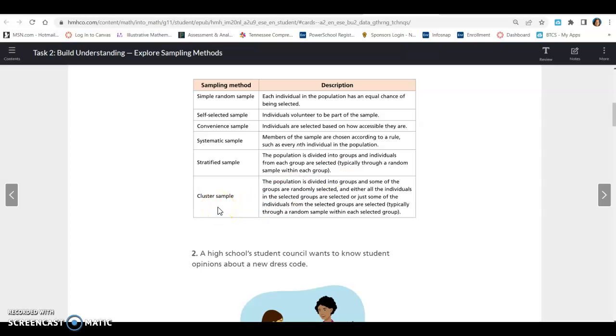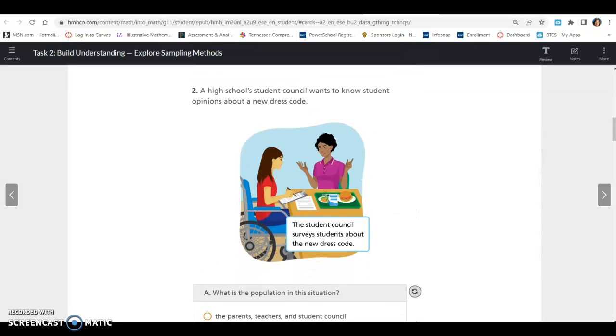And a cluster sample. The population is divided into groups, and some of the groups are randomly selected, and either all of the individuals in the selected groups are selected, or just some of the individuals from the selected groups are selected, typically through a random sample within each selected group.